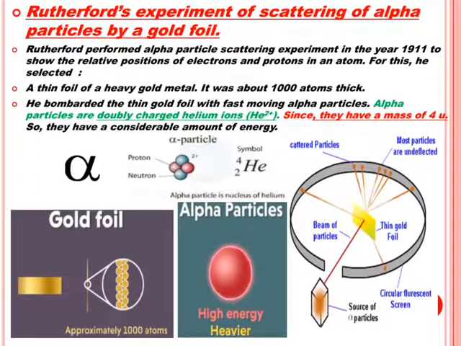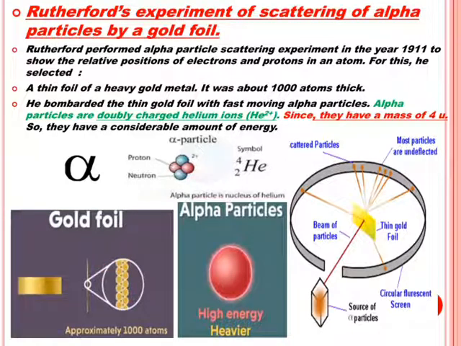Now the question arises, why did he select a gold foil, not any other metal? Well, he wanted as thin a layer of metal as possible. Gold is the most malleable metal. It can be drawn into a thin sheet, so he selected a thin gold foil for his experiment, as it was only about 1000 atoms thick.